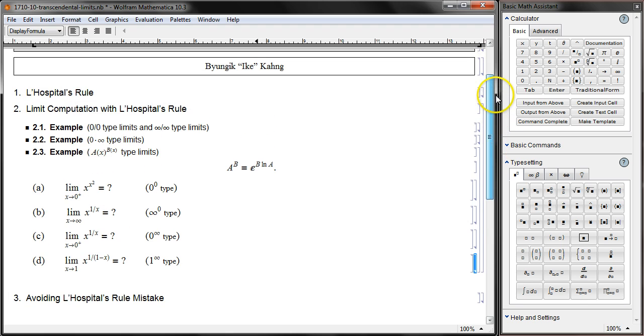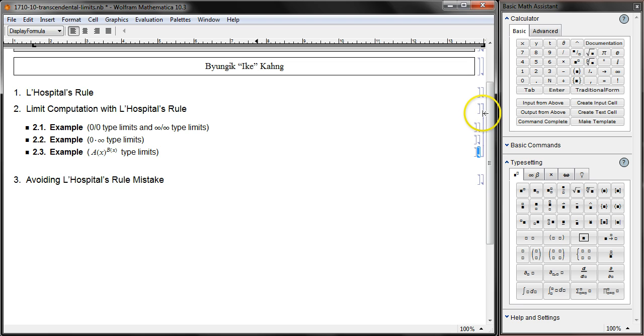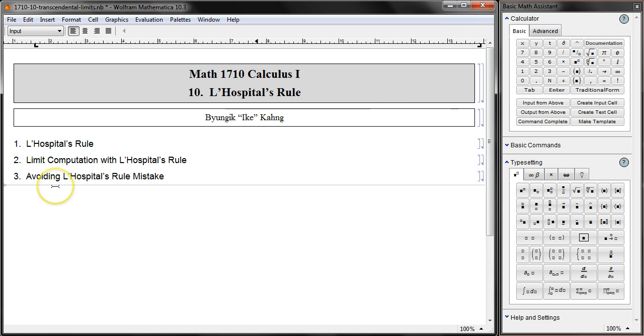Well, there are a couple more, but I'm going to leave those to you. They're all difficult, and in the next video we're going to go over to section 3.